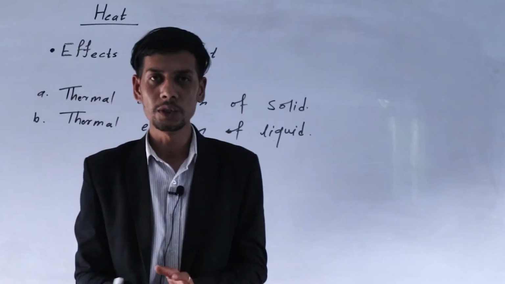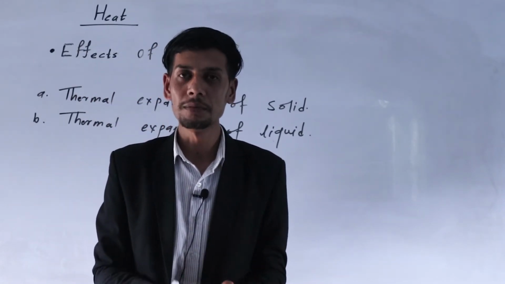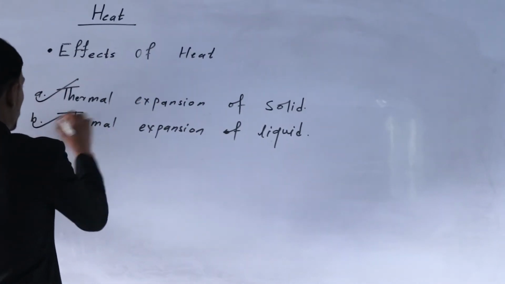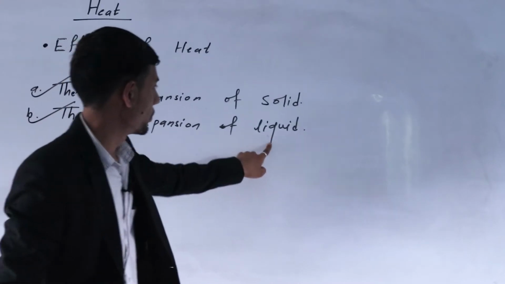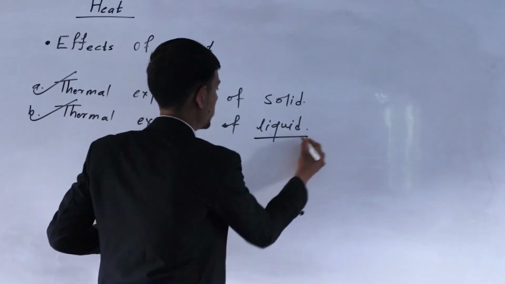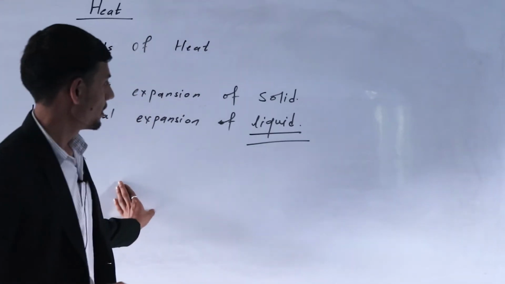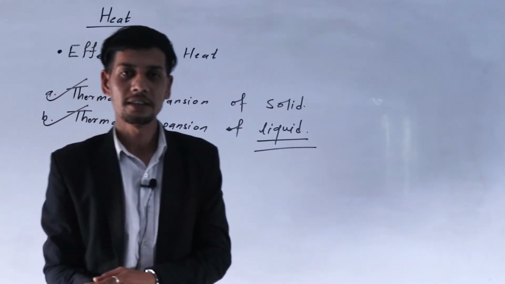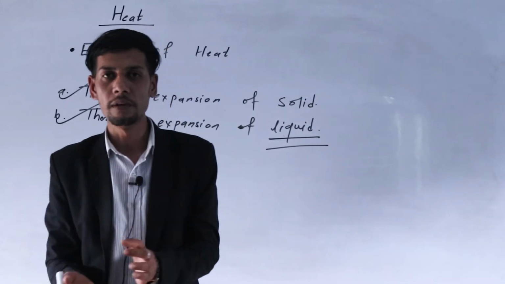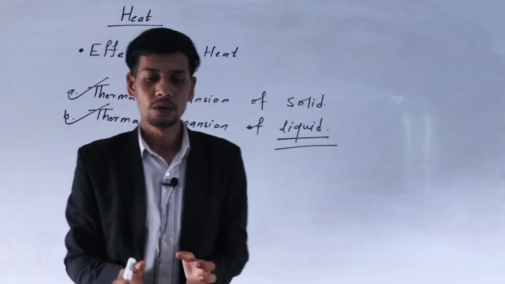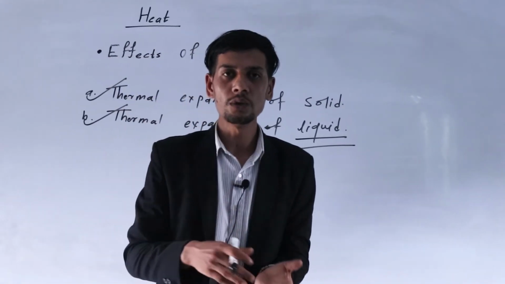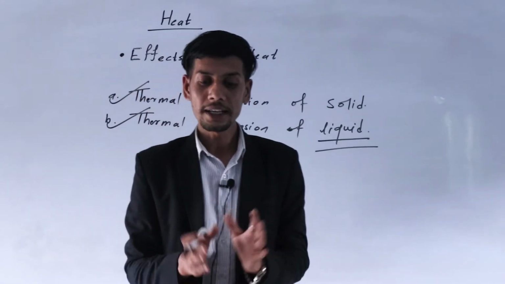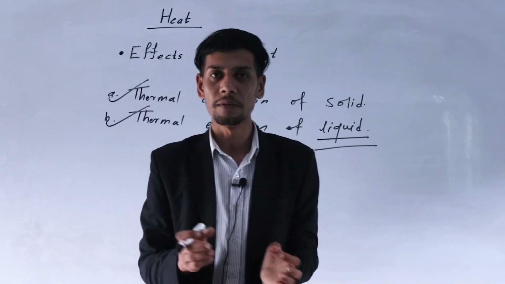Now that we have dealt with the thermal expansion of solids, we are going to learn about the thermal expansion of liquids, which means expansion that occurs in liquids such as water and milk. There are different types of liquid. We are going to learn how liquids expand on heating. What happens when milk is boiled in a vessel?